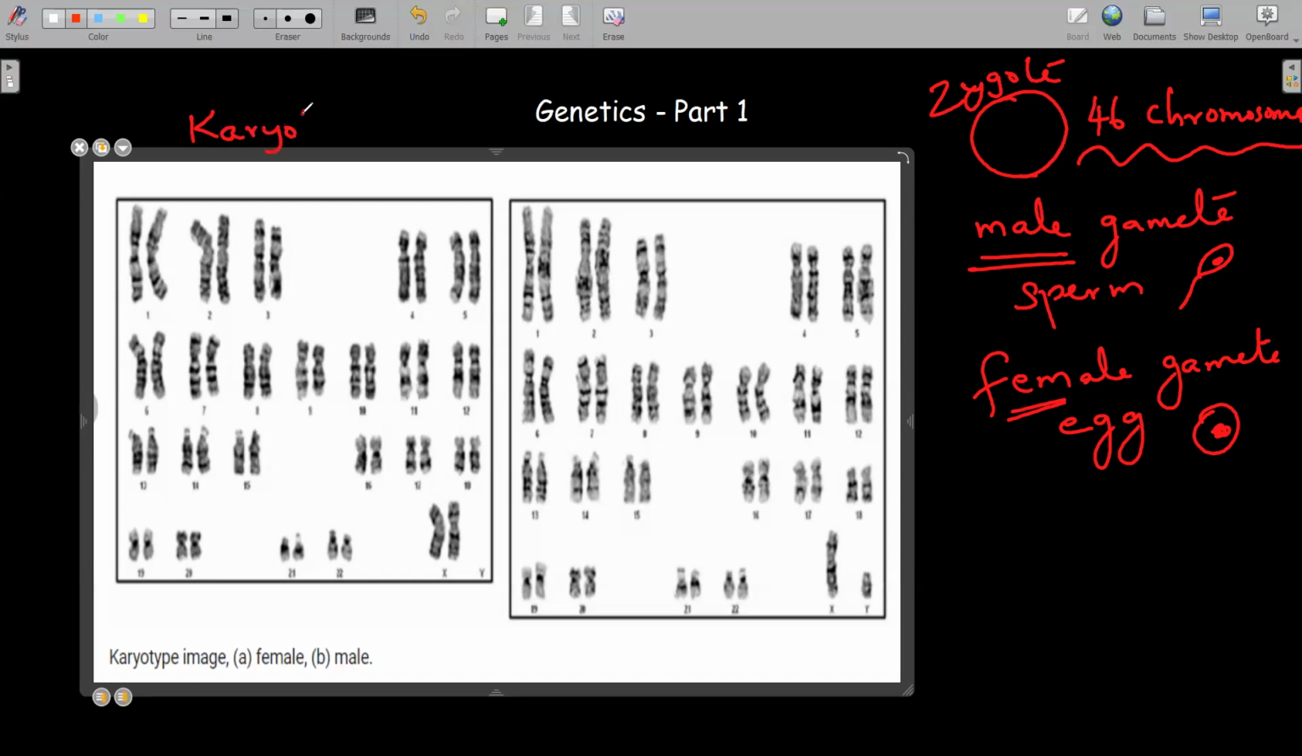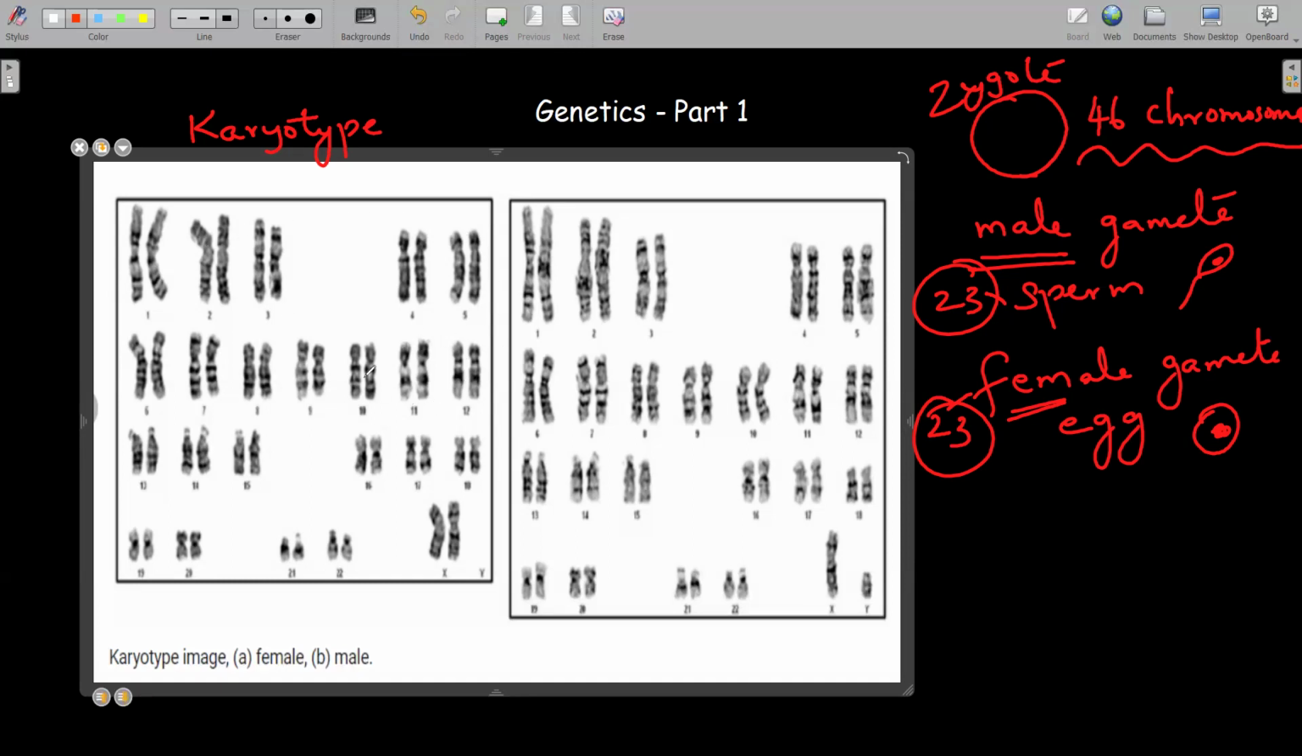Now, remember, this karyotype is an individual's complete set of chromosomes. So when I say 46 chromosomes, it means that the father has contributed 23 chromosomes and the mother has contributed 23 chromosomes. This karyotype that you see here shows the complete set of chromosomes in an individual.